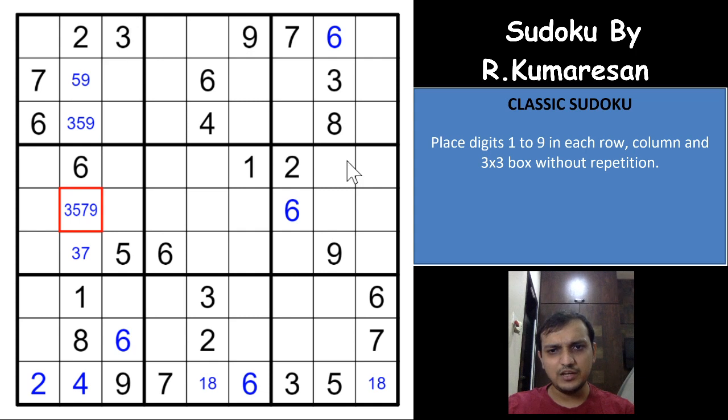Let's see column 8. So 1, 2, 4 and 7, right? These are the remaining digits here.